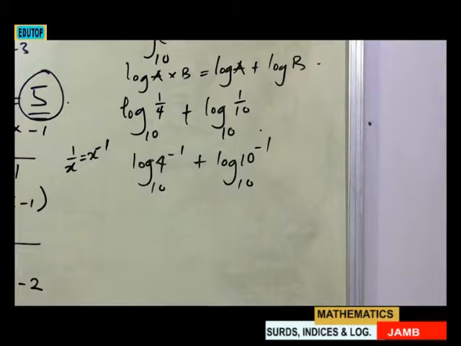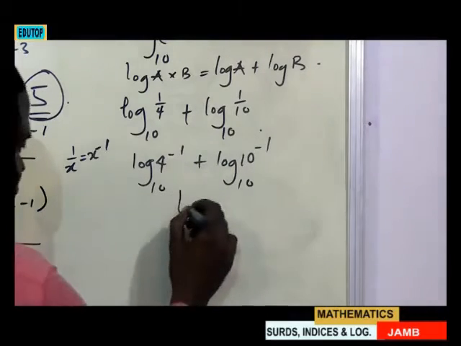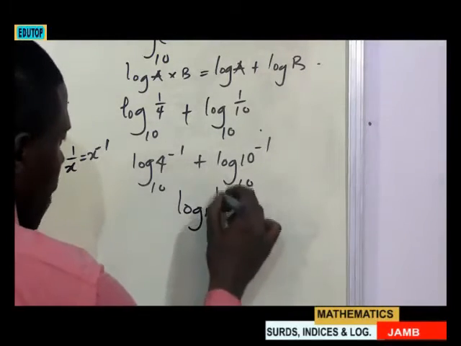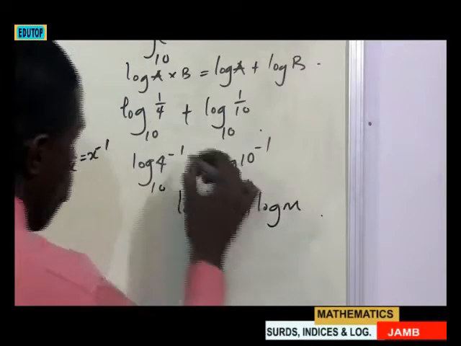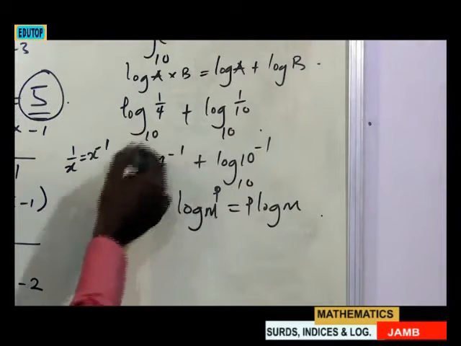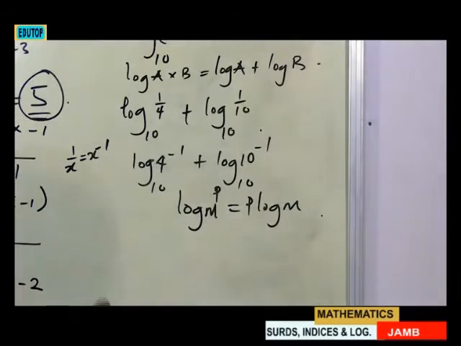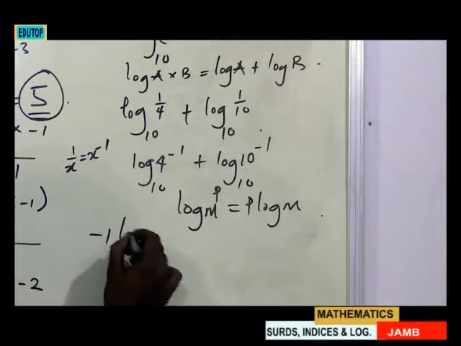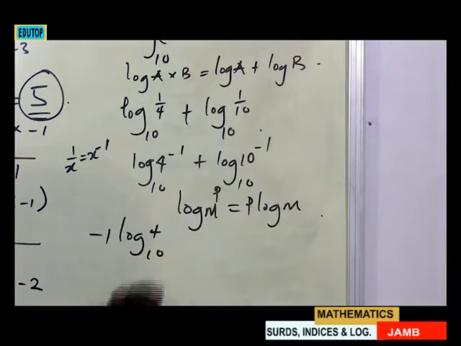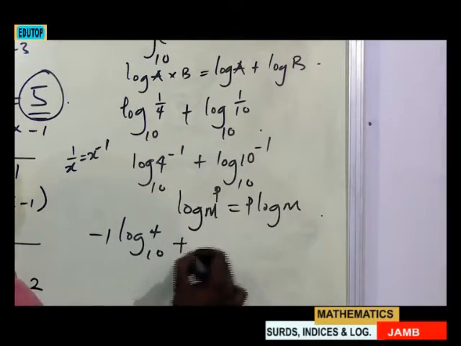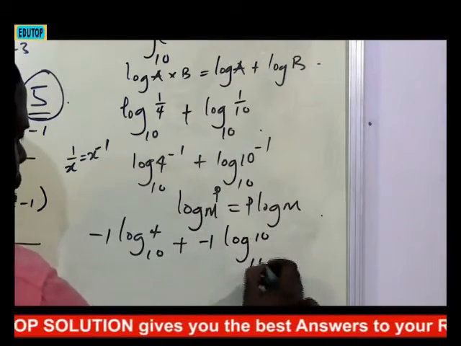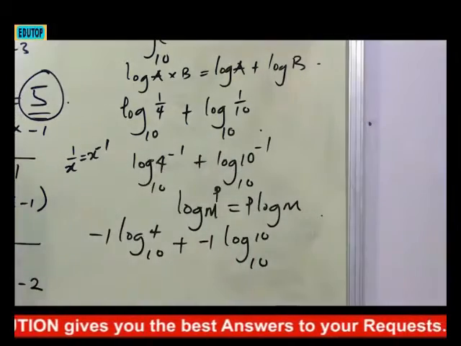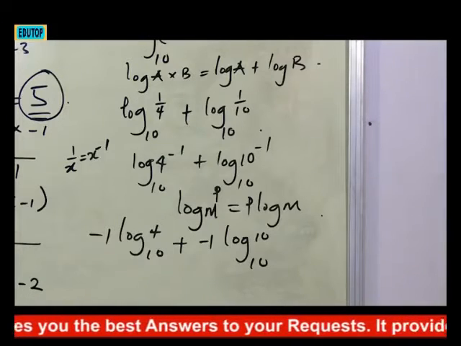Then there is another law. You can see now we are using another law that states that log m raised to power p can be written as p log m. That will work here. So that means this one will go to the other side, and you have minus 1 log 4 base 10. Then this one will also be plus, is here already, minus 1 log 10 base 10. This one comes here, this one also comes here. Then you have this scenario.